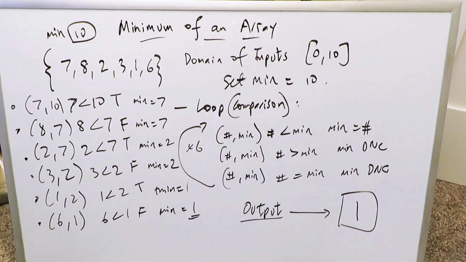You can look at that previous video. I've gone into slightly more detail with that. This one is just breezing through the whole procedure for determining the minimum of the array.